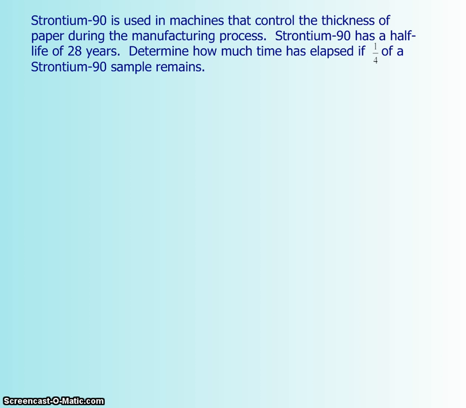Let's take a look at another question. We have strontium-90, so the 90 has no significance, it's just part of the name of the element, used in machines that control the thickness of paper during the manufacturing process. Strontium-90 has a half-life of 28 years, so why don't we write that down, 28 years. Determine how much time, so that means we're looking for time, has elapsed if 1/4 of the strontium-90 sample remains.